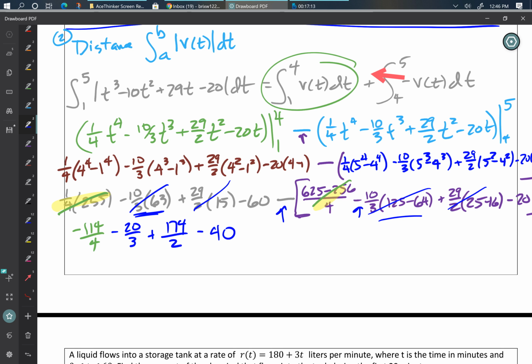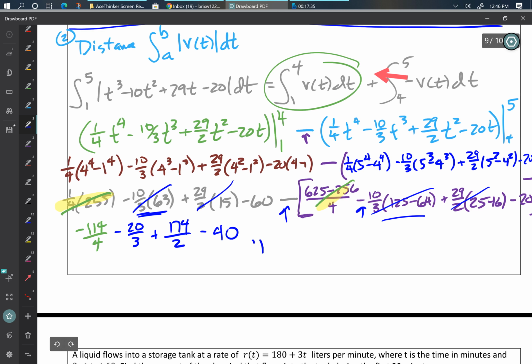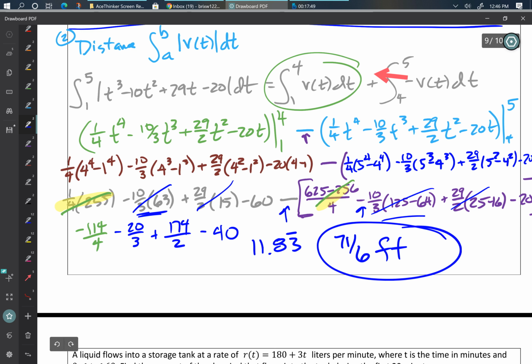Okay, so now I need to add all this mess up. So negative 114 over 4 minus 20 over 3 plus 174 over 2. I know that simplifies, I just don't want to do it. Minus 40. I get 11.83 repeating as a fraction. 71/6, and so this is going to be 71/6 feet is our total distance traveled.